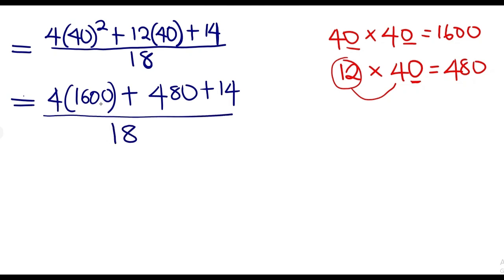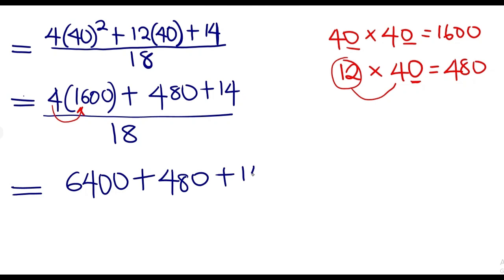Multiplying 4 by 1600. First of all, we're going to multiply 4 by 16. That is the first thing, and actually that is 64. Then the 00 in front of 16, we just add it here. Don't forget, calculator is not allowed. Then plus 480, then plus 14, everything still all over 18.